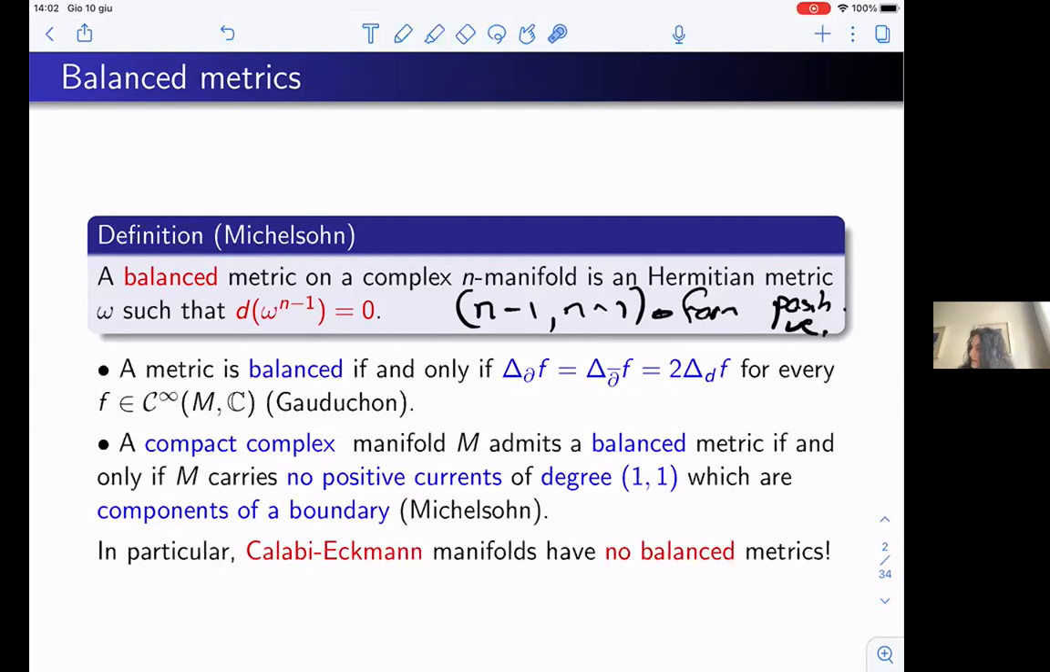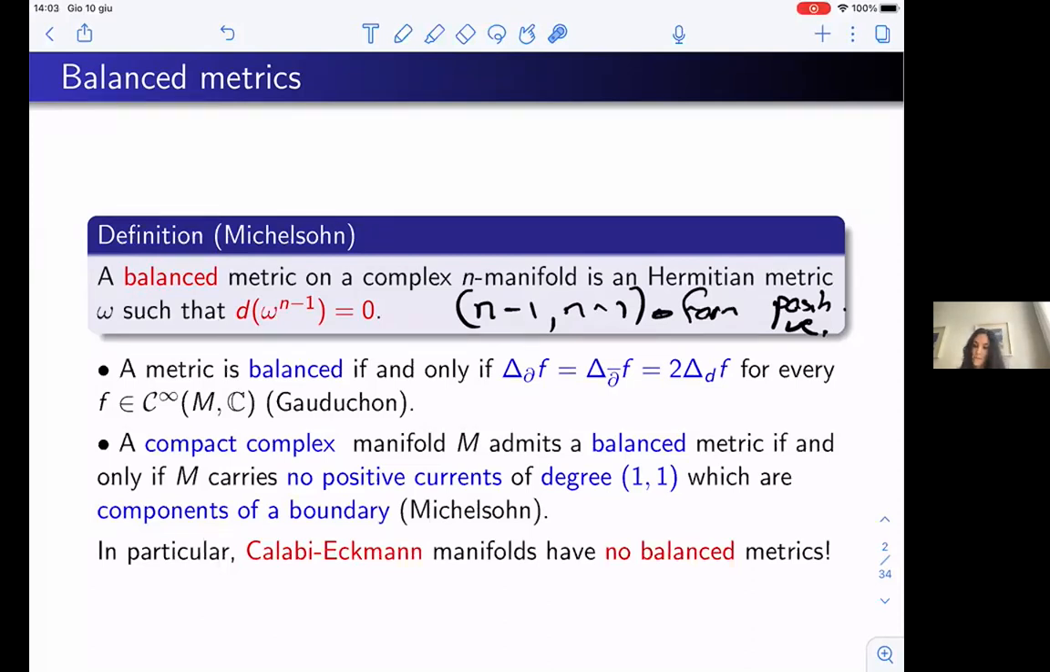It shows that the Hermitian metric is balanced if and only if you have a relation that relates the Hodge Laplacian with respect to d with the Laplacians with respect to del bar and del. Michelsohn, when she defined the balanced metric, did so in relation to currents. In the first lecture, we already saw characterizations of the existence of Kähler metrics and other types of metrics on a compact complex manifold. In this case, the characterization for the existence of a balanced metric is that M must not admit any positive currents of bidegree (1,1) which are components of a boundary. And that is nice, there are a lot of things, we'll see some of them.